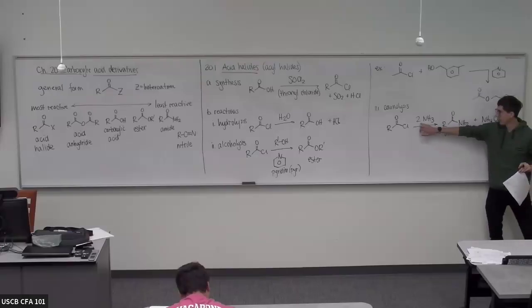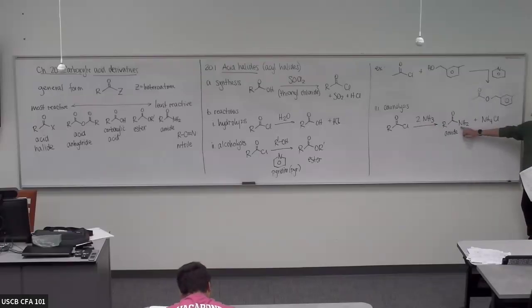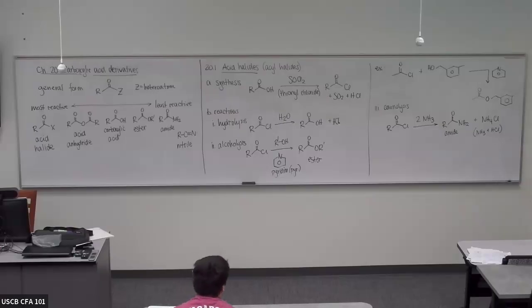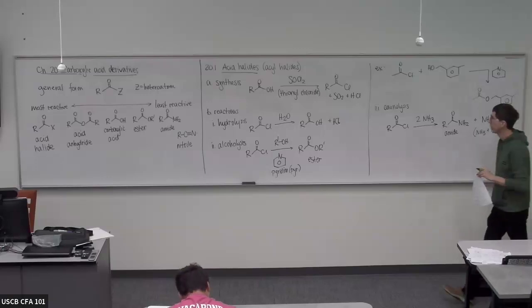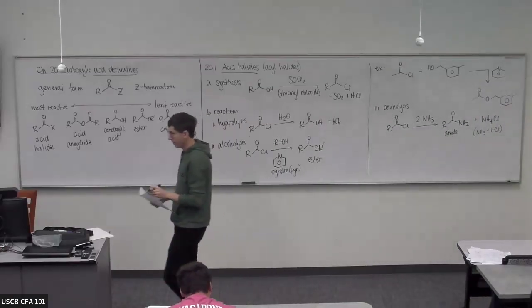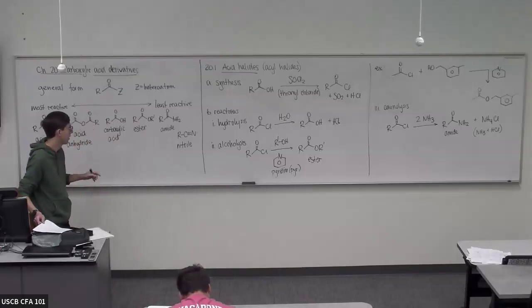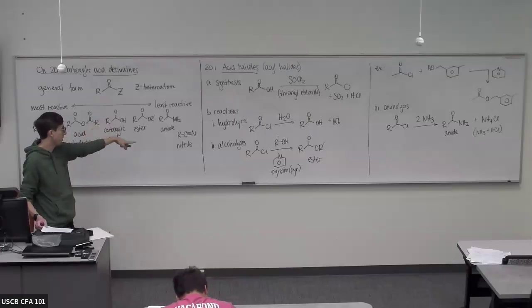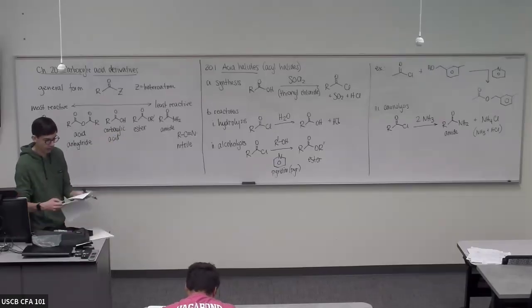The reason we need two equivalents of ammonia is because we've got one nitrogen here, and this other nitrogen just sort of takes up the hydrochloric acid, because this is ammonia plus HCl. So from acid halides, we can at least go to carboxylic acid, not a particularly useful transformation, but alcoholysis is really useful because we can make an ester, and we can also make an amide.